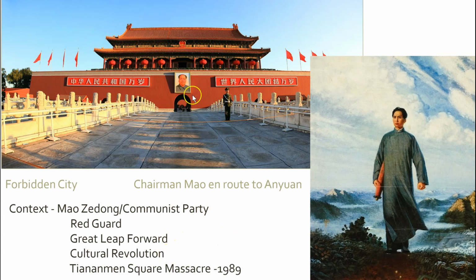Remember, both of these works have portraits of Mao within them, but really for the Forbidden City, this was no longer used as the seat of the government for the dynasties because the dynasties had ended, and now the Communist Party comes to power and Mao is the leader of the group. So, why, if it's no longer in use, would Mao's portrait be on the front gate of the Forbidden City?